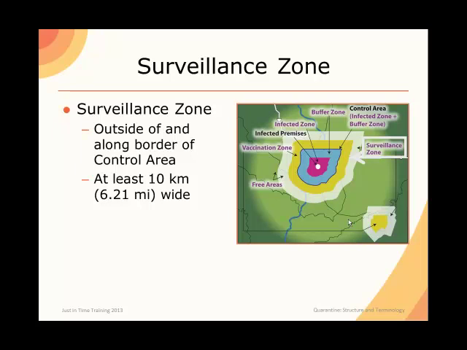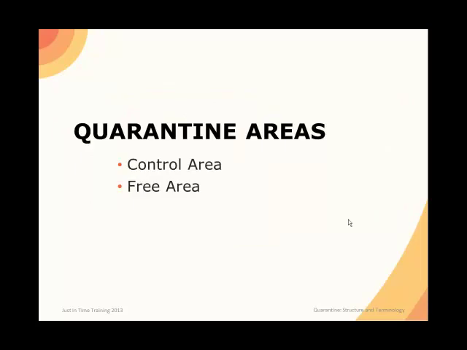The surveillance zone, shown in gray, is the zone outside of and along the border of the control area. The perimeter of this zone should be at least 10 kilometers, or approximately 6.2 miles wide, but may be much larger. Area designations are also made for the response and include the control area and the free area.